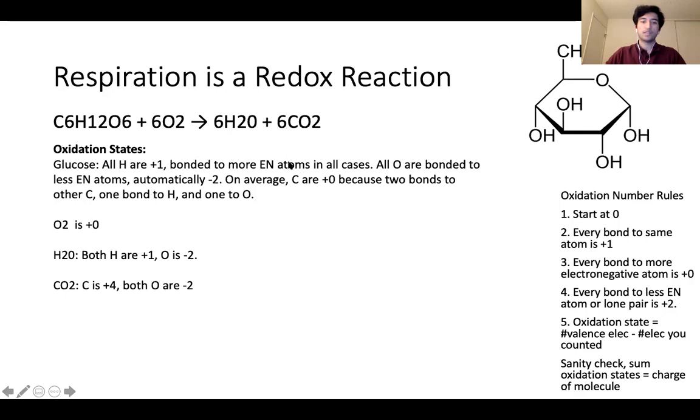So in this example, if you consider all of the hydrogens in the glucose molecule, they're either all bonded to oxygen or a carbon. And both of those atoms are more electronegative than hydrogen itself. For that reason, hydrogen doesn't really have any electrons of its own, and hydrogen normally would have one valence electron, so 1 minus 0 is positive 1.